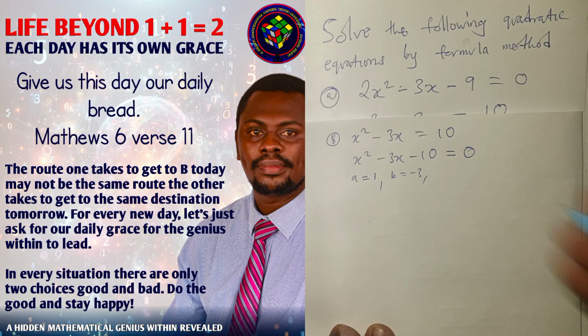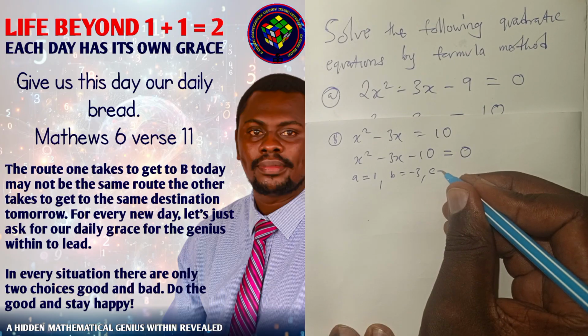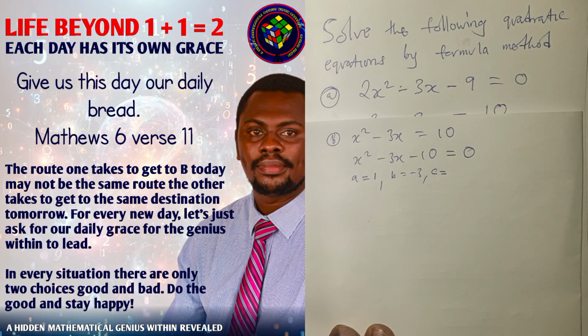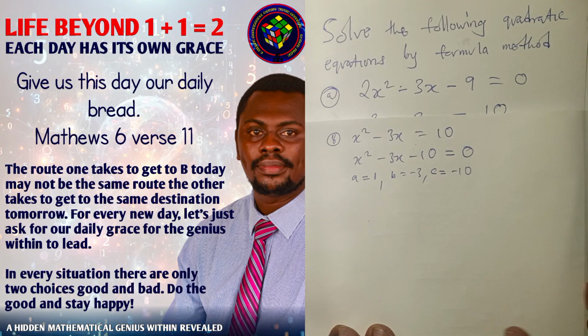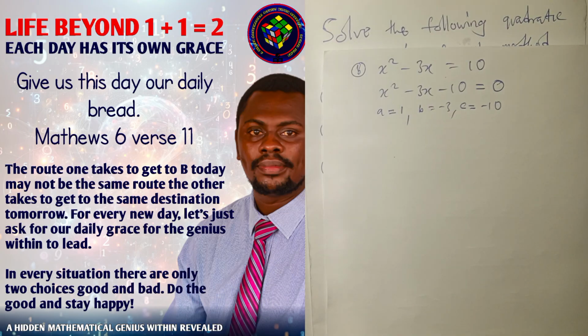Then c is the term independent of x, and the term independent of x there is minus 10. So we are going to use those values to find the value for x.